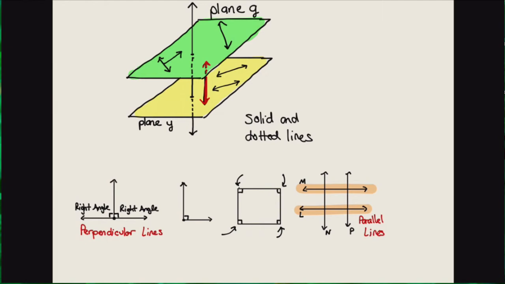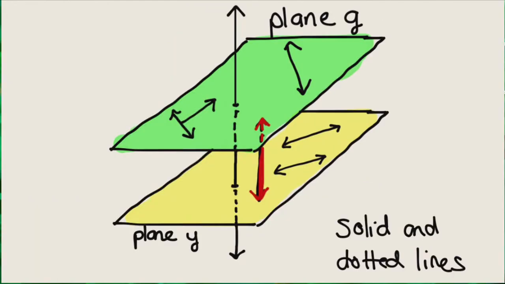Here are 2 planes, okay? Plane G and plane Y. And what we're doing is we were looking at how different lines work, okay? So if you look closely here, I have perpendicular lines on plane G there. I have a line in plane G there. I have parallel lines in plane Y there.